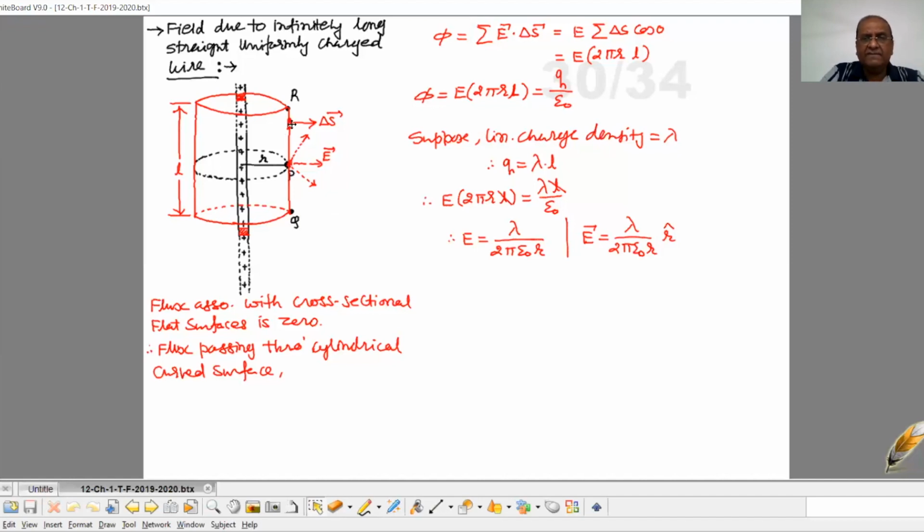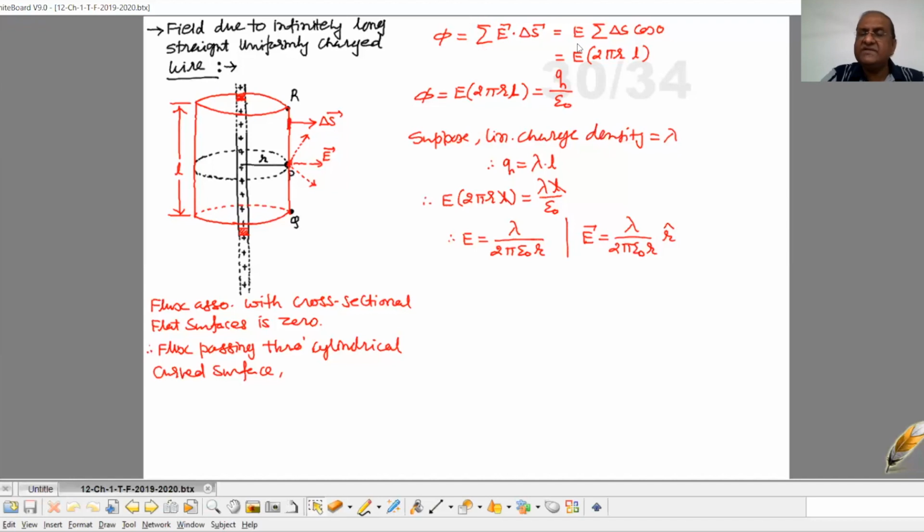Suppose we consider an infinitesimally small surface element delta S on the cylindrical surface. Then its area vector will be radially outward, and the electric field is also radially outward because our lambda is greater than 0. So phi is equal to E dot delta S for this particular element, and if we want to calculate the total flux, we have to take the summation of it. So sigma E dot delta S will give you the resultant flux.